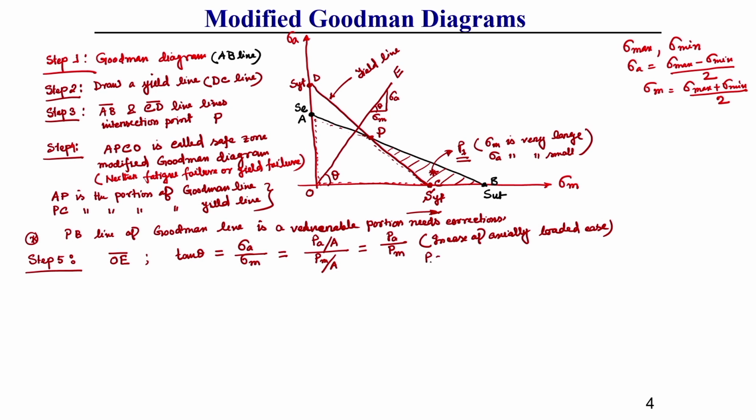What are Pa and Pm? Pa is maximum force minus minimum force divided by 2, and mean force is maximum force plus minimum force divided by 2. These are the things you should keep in mind. This is in case of bending. In case of bending stress, what can we write?